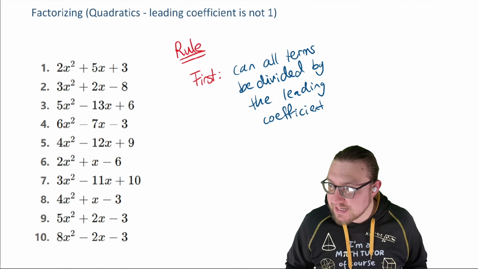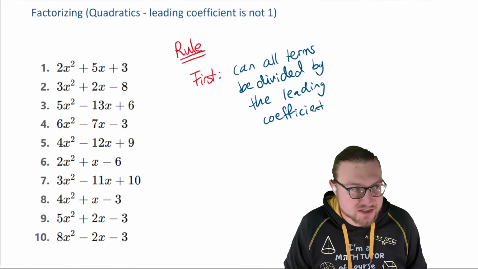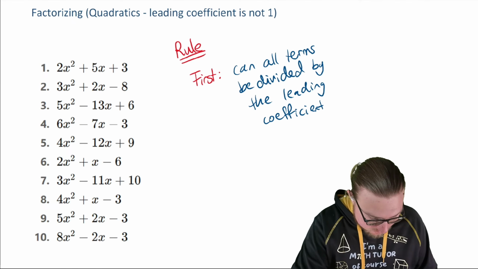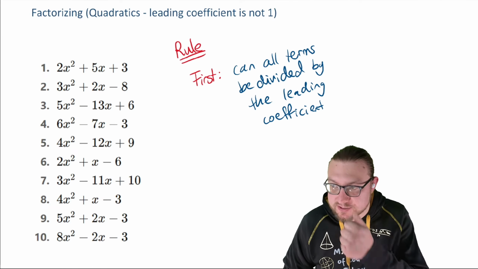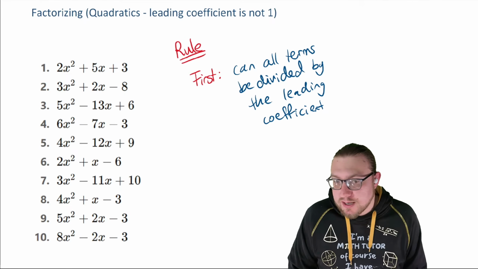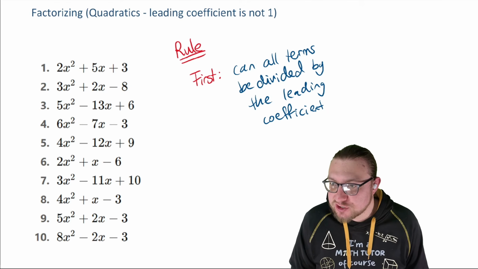So remember, the leading coefficient is the number in front of the x squared term. So we're going to have a look at our first example here. 2x squared plus 5x plus 3. Now, the leading coefficient is 2.